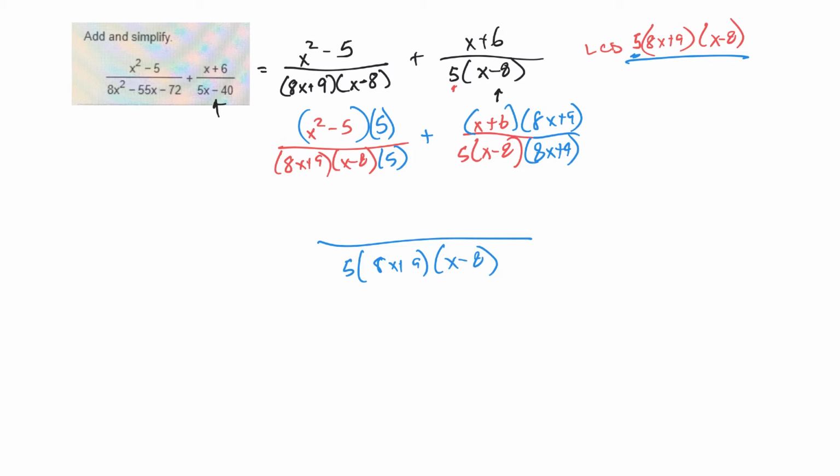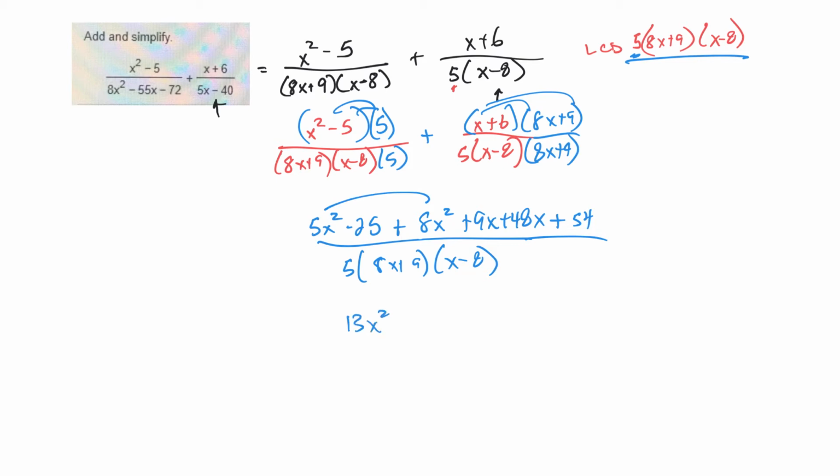Now I can simplify the top. Since this is add, it's fairly easy. I'm just going to use the distributive property here. So 5x squared minus 25. And then I'll have to FOIL this one. So it'll be plus 9x. Oh no, I was jumping ahead of myself. X times 8x would be 8x squared plus 9x plus 48x plus 54. Simplifying the top, I'll have 13x squared.